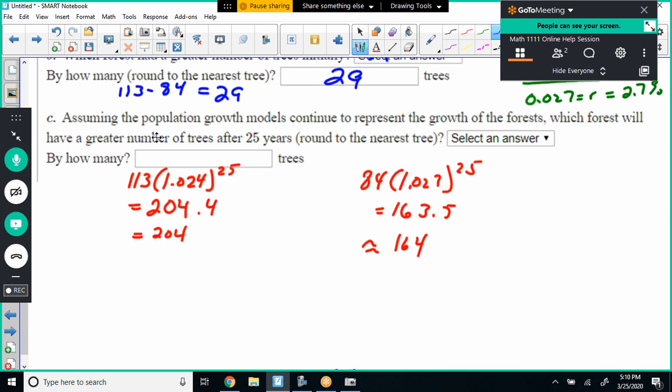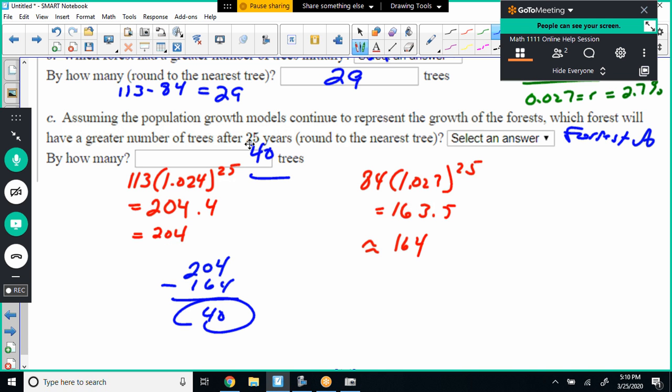So that should tell you that, assuming the growth models represent the growth of the forest, which forest has a greater number of trees after 25 years? Forest A. And by how many? 204 minus 164 is 40 trees. So that's what they're doing there.